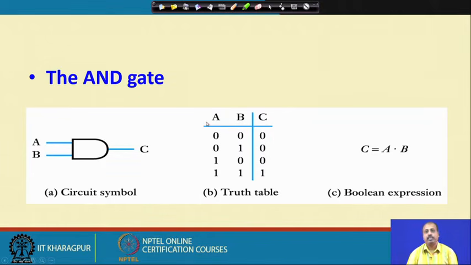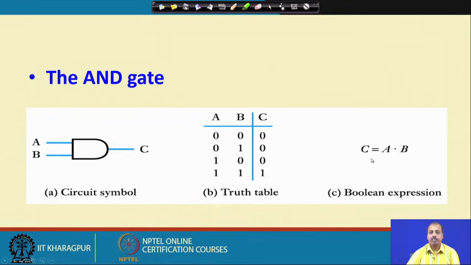A truth table tells what functionality is implemented by the corresponding logic element. As the name suggests, this is an AND gate. Only when both inputs A and B are equal to 1 will we have output C equal to 1. When the inputs are 0 and 0, output is 0. 0 1 then also 0, 1 0 then also 0, and 1 1 is 1. This is the truth table, and in terms of Boolean expression, this is an AND of A and B, 2 variables. So, C equals A AND B.